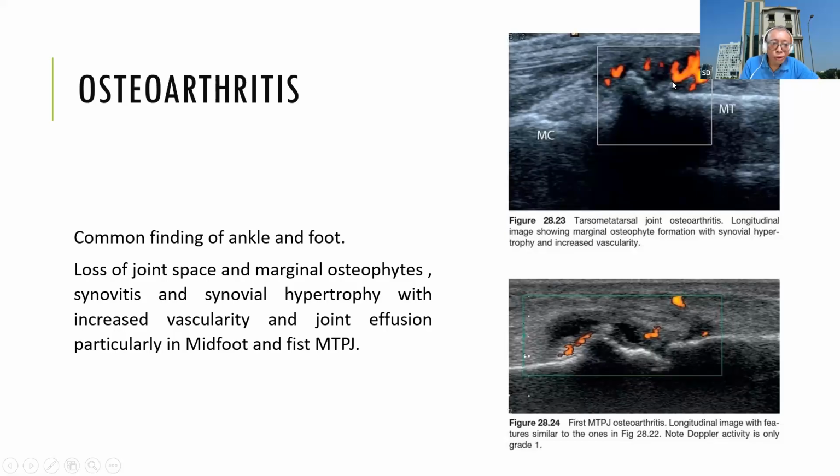Okay, and you can also see synovial hypertrophy, and if you turn on the color Doppler, you can see an increase in vascularity. So this is the typical picture of osteoarthritis, and this is particularly common in the midfoot, especially in the tarso-metatarsal joint. So you can get effusion, synovitis, as well as decrease in the joint space, and along with it you can see irregular osteophytes arising from the margin of the joint. So this is the ultrasound picture of osteoarthritis of the tarso-metatarsal joint.